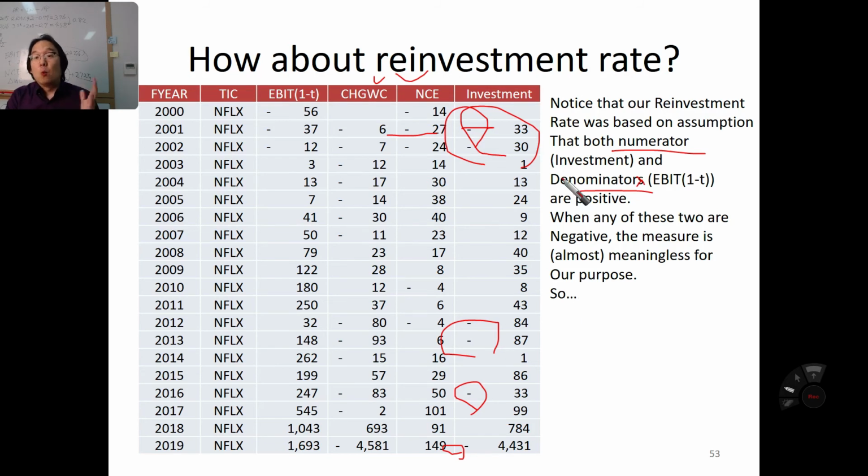Well, what if either of these is negative? The ratio itself becomes meaningless. A lot of the ratio analysis that we do becomes meaningless when it has a negative value. Case by case. But surely the reinvestment rate has this kind of limitation. So what do we do? Here's my version of a solution. When either of these two is negative, either numerator or denominator, the measure is meaningless for our purpose.